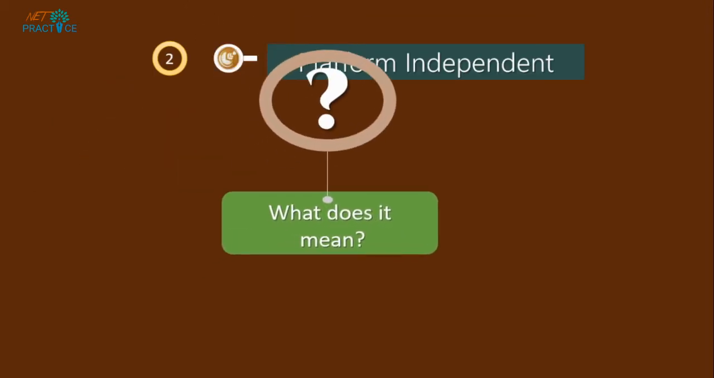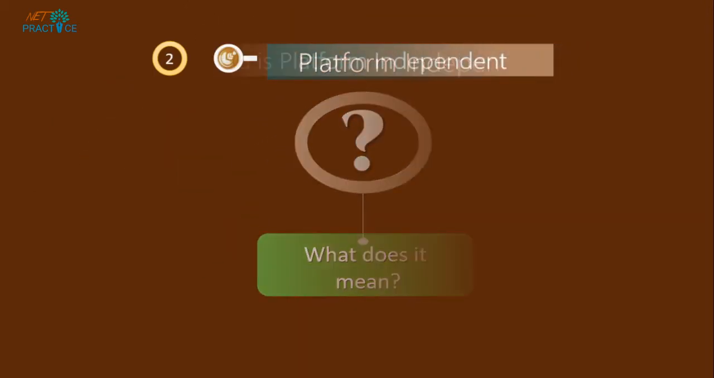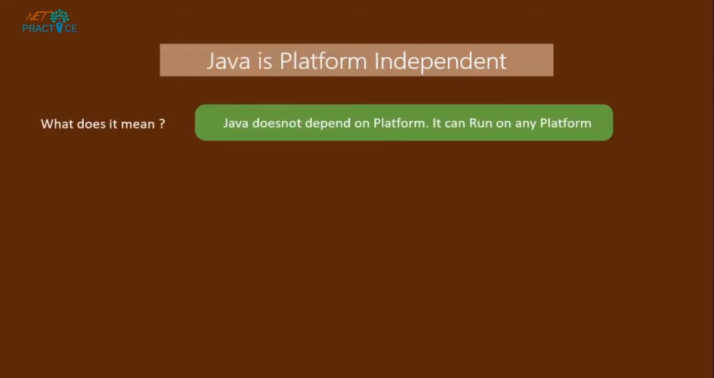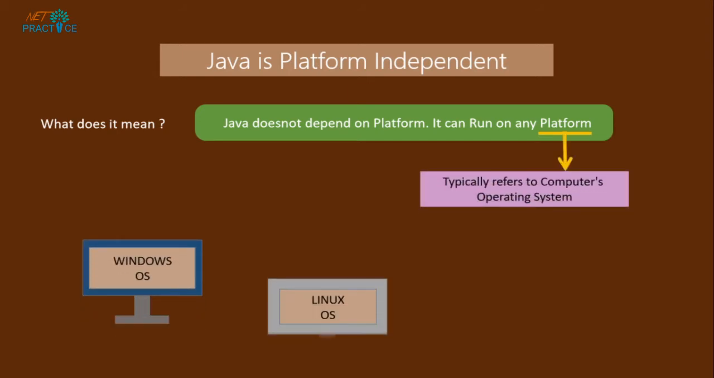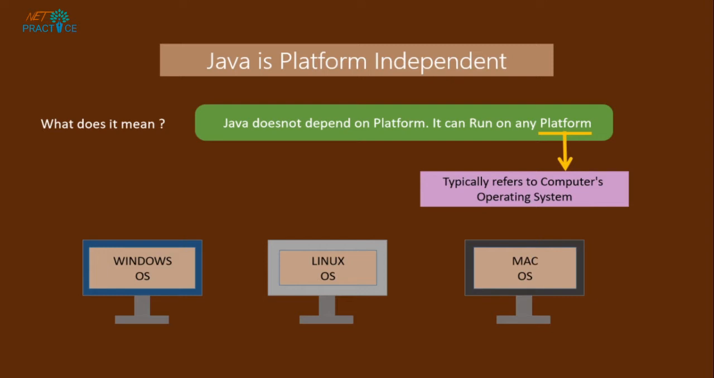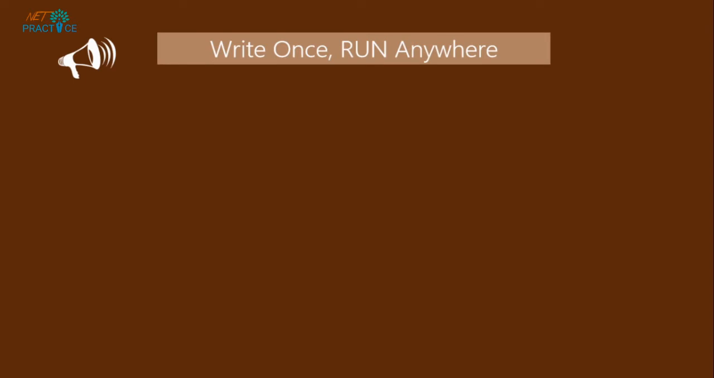Next, Java is platform independent. What do you mean by this? Platform independent means Java does not depend on any platform. It can run on any platform. So if you develop a Java application on one platform, you can run it on any platform. What do you mean by platform? Platform means operating system. You can run it on Windows, on Linux, on Mac operating system. That's why Java has a slogan: write once, run anywhere.